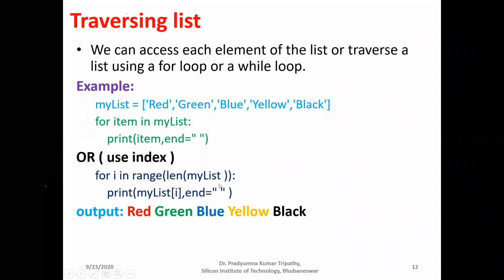If this returns 5, then my range is from 0 to 4, right? So i equals 0, i equals 1, i equals 2, i equals 3, and i equals 4. So it prints my list of 0, my list of 1, my list of 2, my list of 3, and my list of 4. Correct? And what is the output in both the cases? I will get red, green, blue, yellow, and black. Correct?